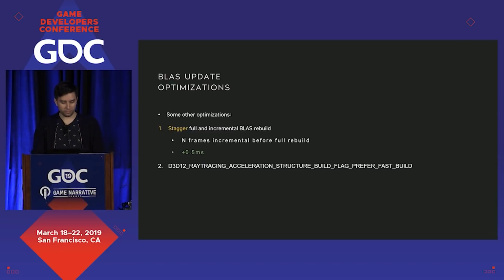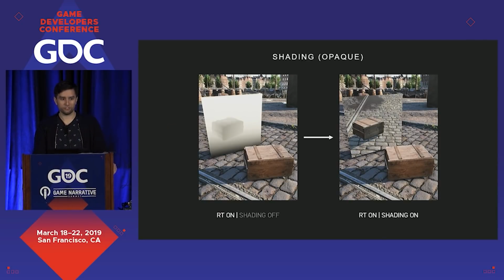Then you tell the driver to please build as fast as you possibly can and sacrifice ray tracing quality. And the last thing we do is run all of this async compute during graphics. That saves another 0.8 milliseconds. That's all about acceleration structures. Now we have the acceleration structure. All we need to do is the actual shading, but first we need to get the material data.